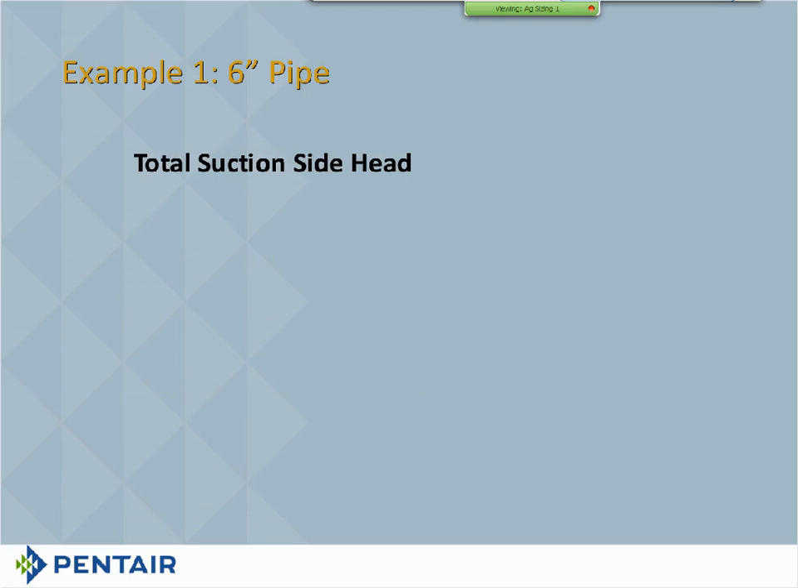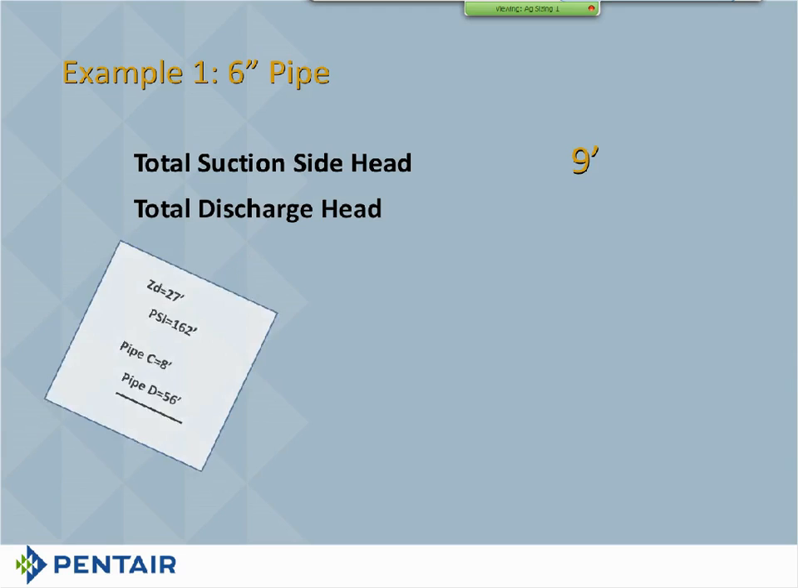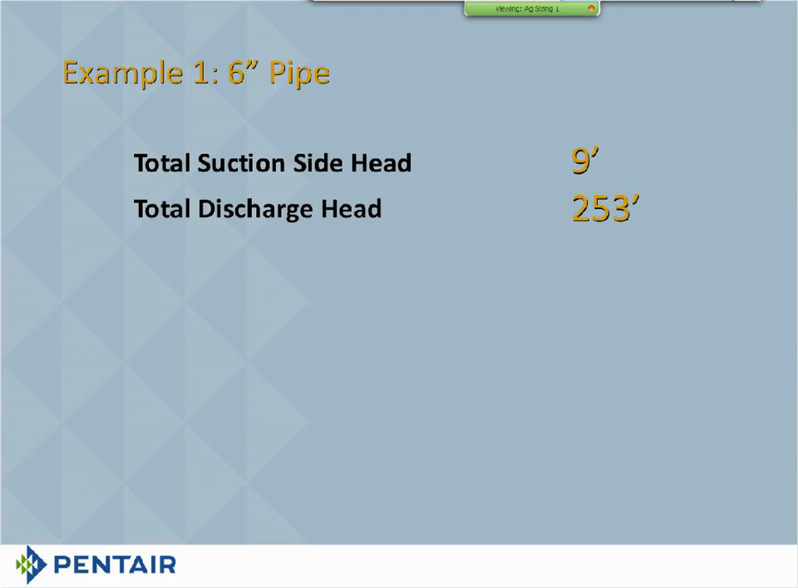All right, so our total suction side we said was 9 feet. What about our total discharge side? Well, remember, we've got 27 feet for our elevation. We've got 162 feet for the 70 psi. We've got 8 feet of friction loss in the C section of pipe and 56 feet of friction loss in the D section of pipe. If you add that all together, that comes up to 253 feet. So the suction side is 9, the discharge side is 253, the total dynamic head is 262, 9 plus 253.